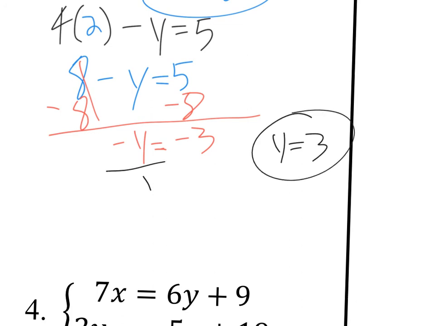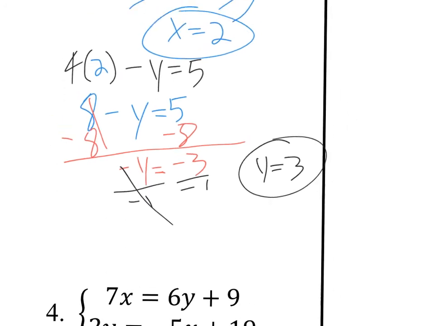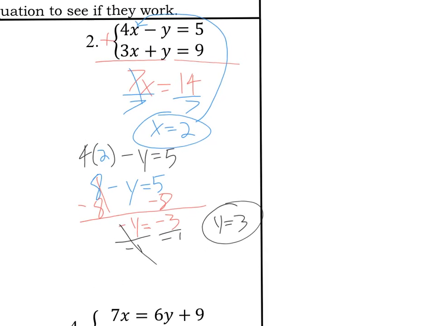And then you could achieve the same thing by dividing by negative 1. That would get your negatives to cancel, and that would get you to equal positive 3. Okay? So just rewrite your final answer as an ordered pair, (2, 3), and then we can move on to the next one. But I haven't shown you the checking process.